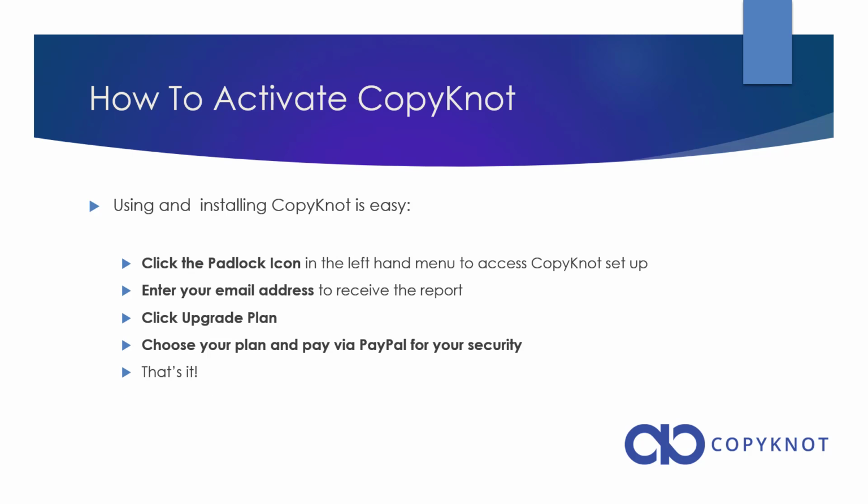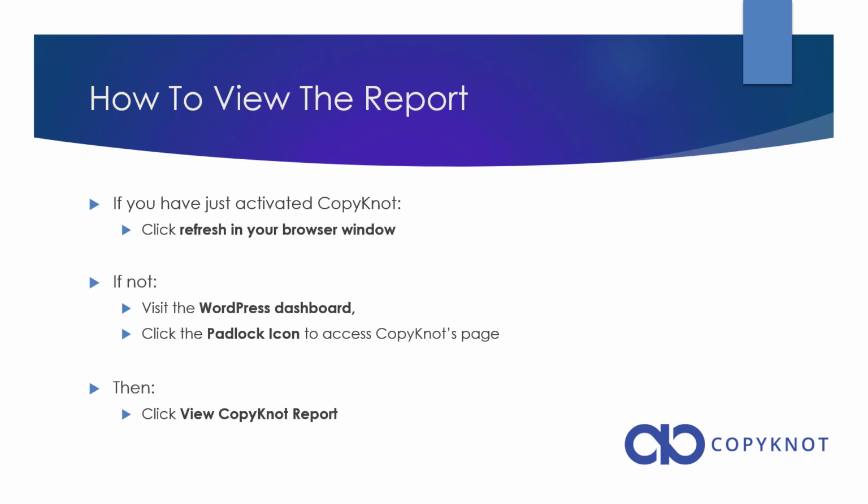How to activate CopyKnot? Using and installing CopyKnot is then really easy. You click the padlock icon in the left-hand menu to access the CopyKnot setup. You enter your email address to receive the report. You click Upgrade Plan. Choose the plan and pay via PayPal for your security, and that's it.